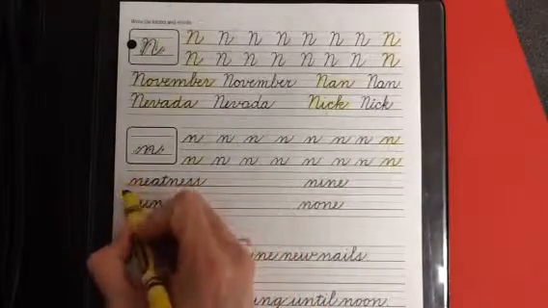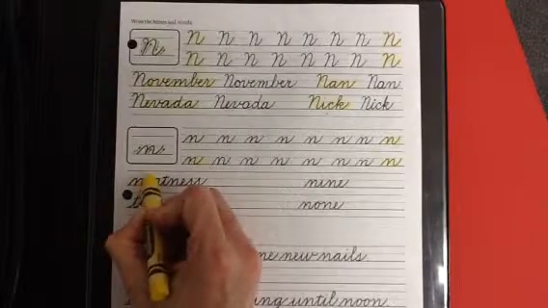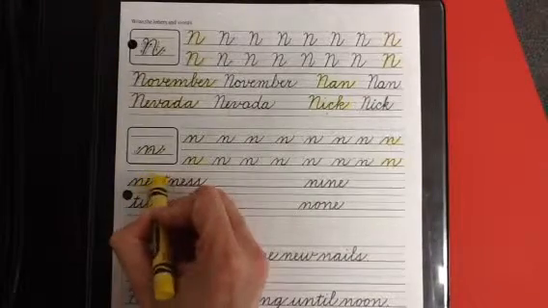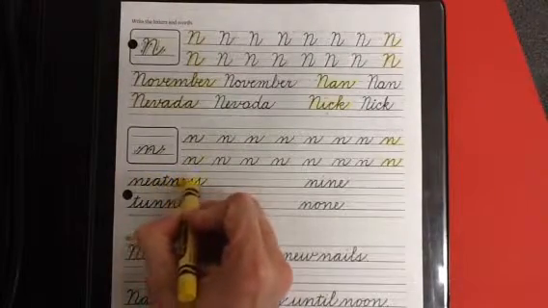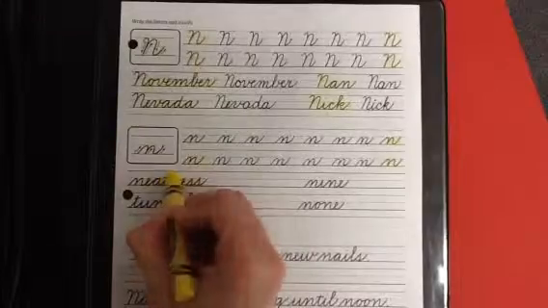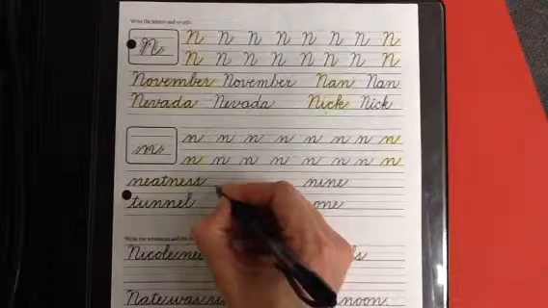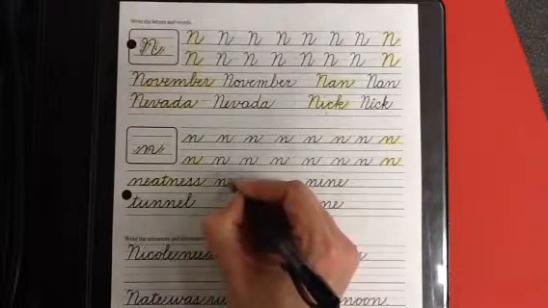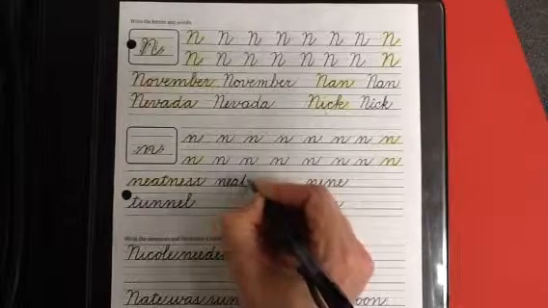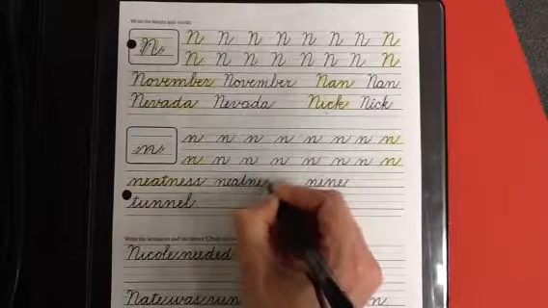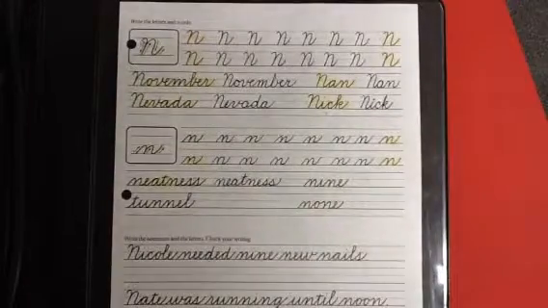So again, we're going to start here with the lowercase n with the hump. E comes next. EA is actually making an E sound here. N, eat, n, s. Neatness. And hopefully you have a lot of neatness on your paper. It's very important to be neat in your work. Neatness. Back and cross that T.